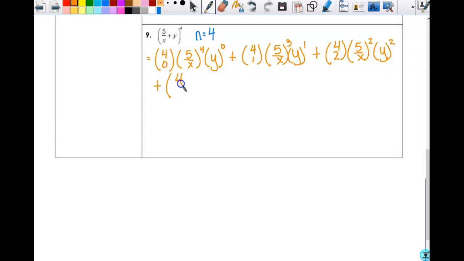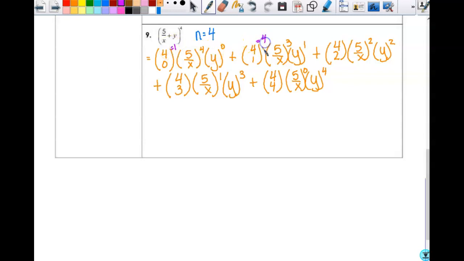Plus 4, 3, 5 over x to the 1st, y cubed, plus 4, 4 times 5 over x to the 0 power times y to the 4th. Okay? So now, we know that this equals 1, and we know that this equals 4. That's just going to make things a little simpler for us here.